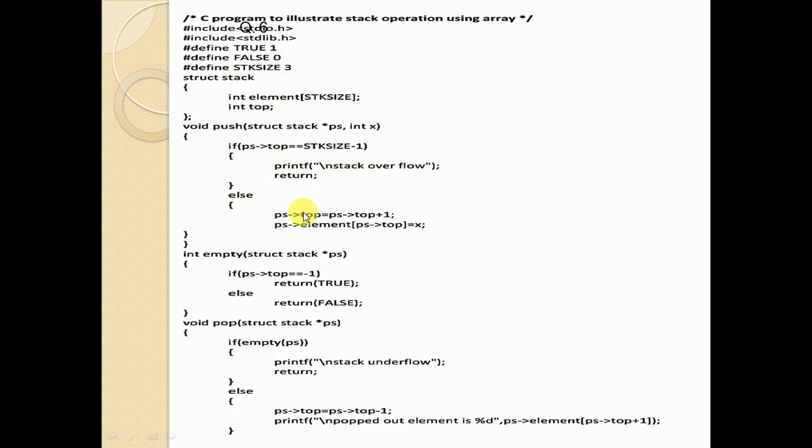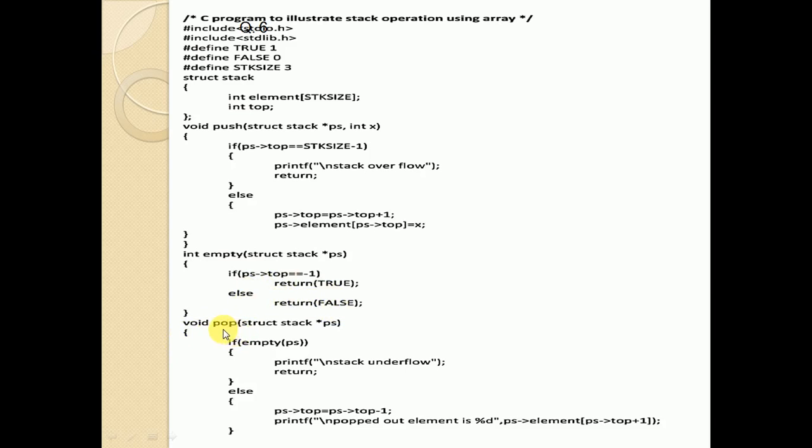Else, if there is space, top is incremented to top plus 1, and then the element x is inserted. Next is the empty condition, to check whether the stack is underflow or not. If top is pointing to minus 1, it means no element is present at that time, the stack is empty, the condition will become true, else it will become false.